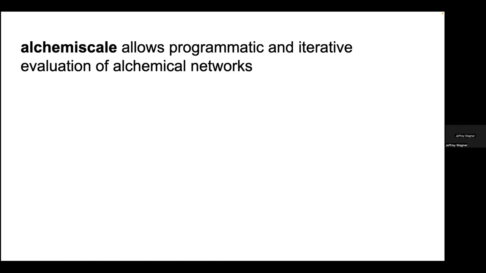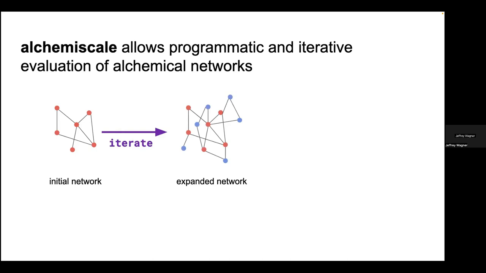So that's the basic workflow, but I wanted to point out a few things that Alchemiscale enables: programmatic and iterative evaluation of alchemical networks. Let's say you define an initial network. So this is something you'd like to calculate. You start with something small and you submit it, you action tasks, you get results back. You decide you want to expand it. You can go ahead and do that.